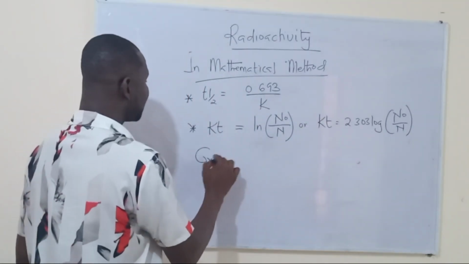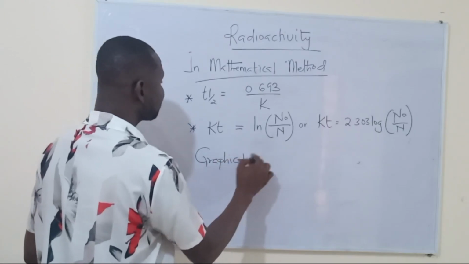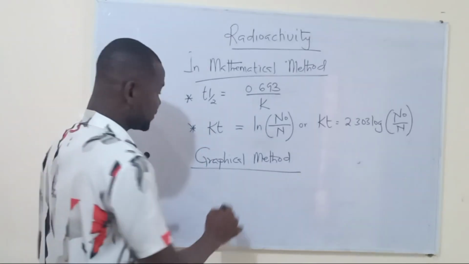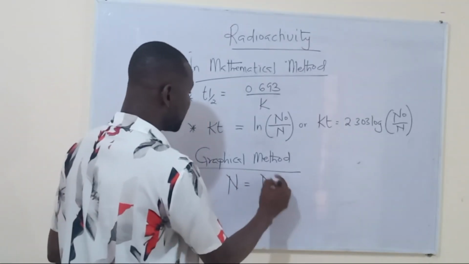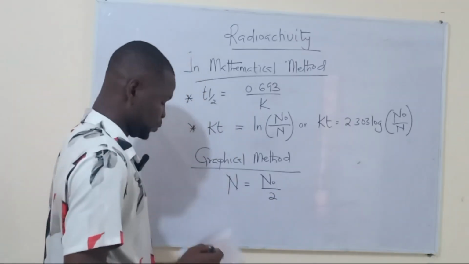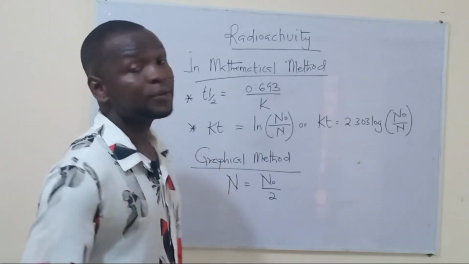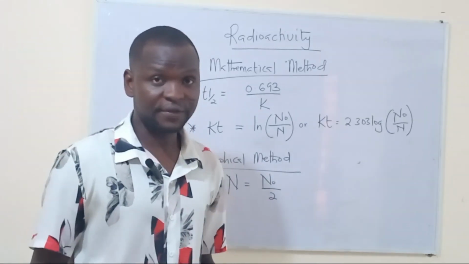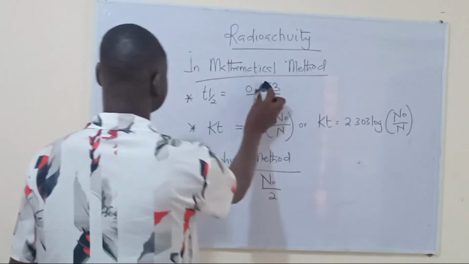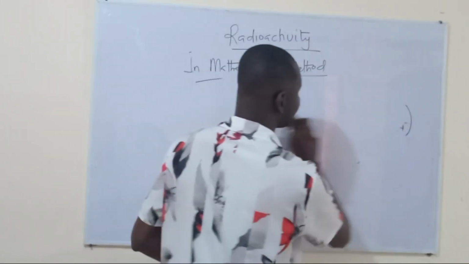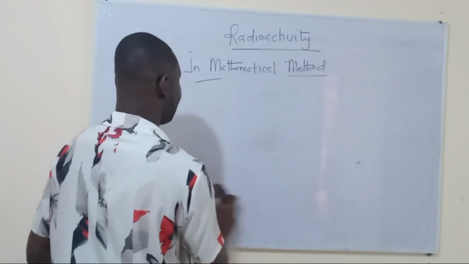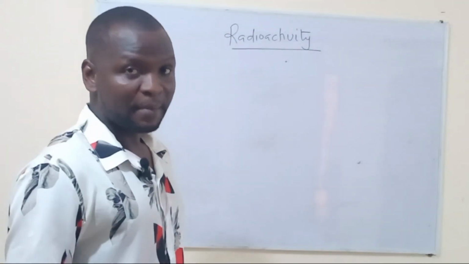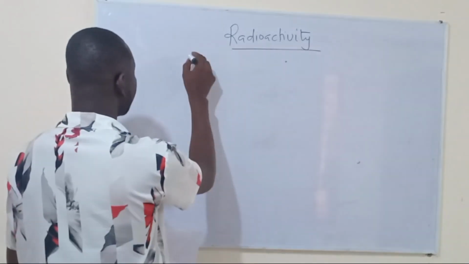And for the graphical method, we'll be looking at the final amount being equal to our initial amount divided by 2. So we are going to take some examples and see how we apply these formulas in solving questions. So let's start with the mathematical method. Example.